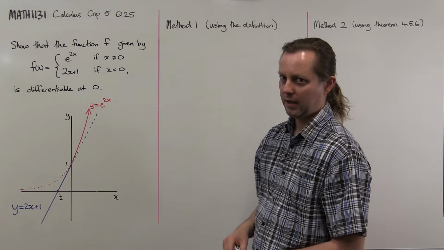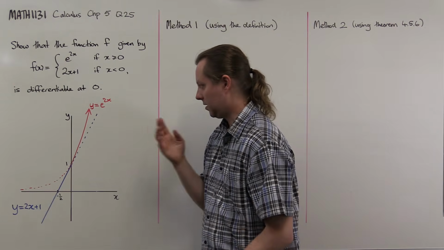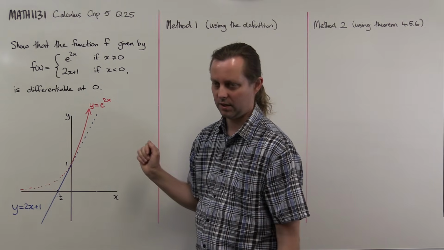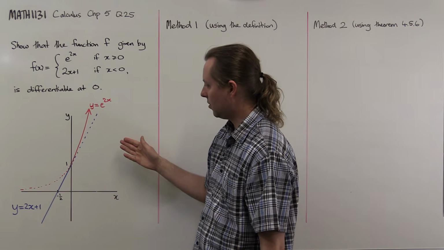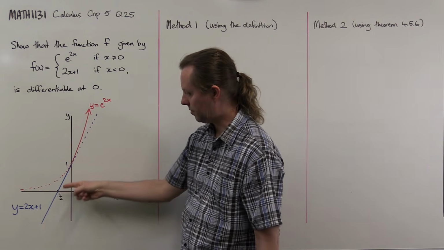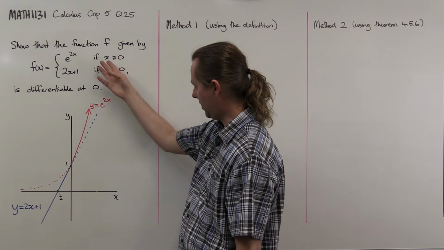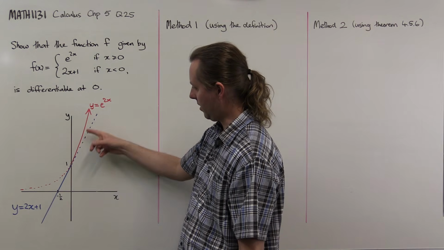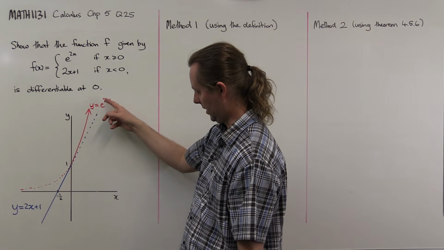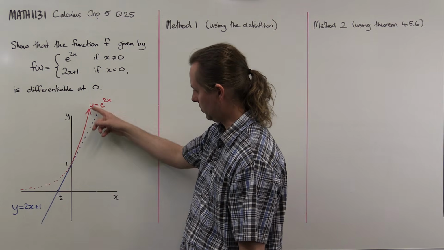Okay, now before I go ahead and solve this problem, and I'm going to do it in two different ways, I'd just like to explain what's going on here. So I've drawn a graph here of the function f, and the solid line represents f. So over on the right, where x is greater than or equal to 0, this red solid line is the graph of e to the 2x, and so it looks like that.